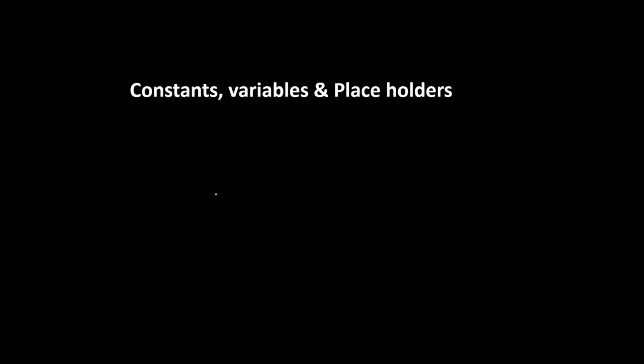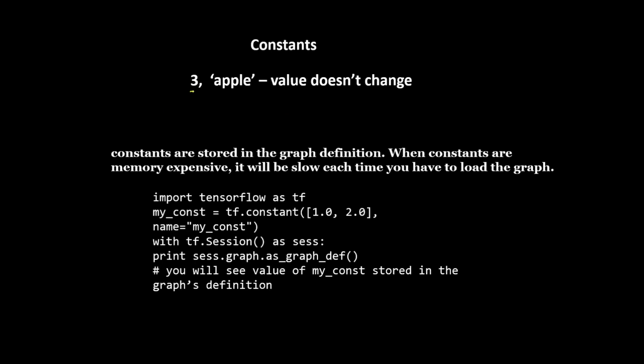Coming to the last part of the concepts of TensorFlow, three very important things you need to know are constants, variables, and placeholders, especially variables and placeholders, because we are going to use them when executing the network in TensorFlow. Let's see what they are. A constant is a constant. It can be a number, like the number 3, or a string like apple. Its value doesn't change.